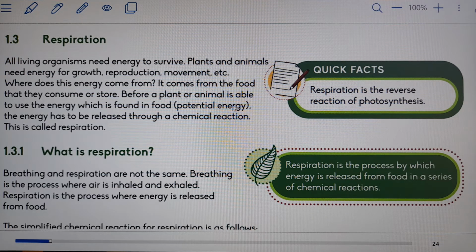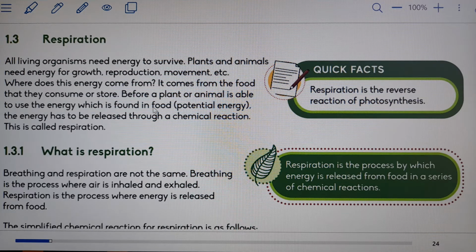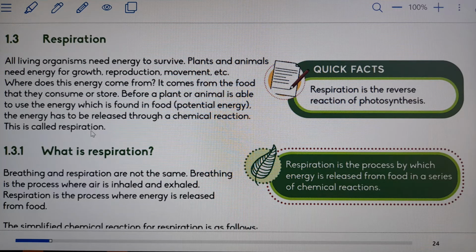Before a plant or animal is able to use the energy which is found in food, we call it potential energy. What is potential energy? It is the energy which is found in food. Before a plant or animal is able to use the energy found in food, the energy has to be released through a chemical reaction. This is what is called respiration.